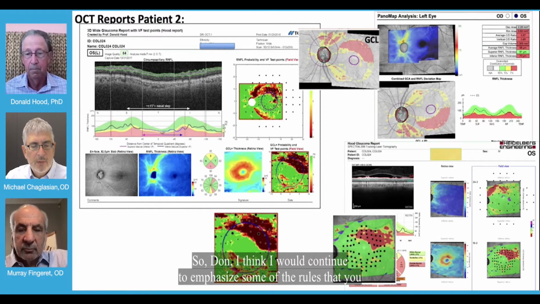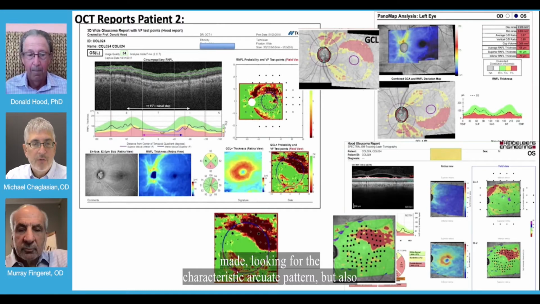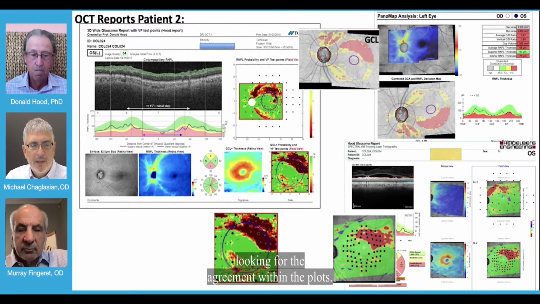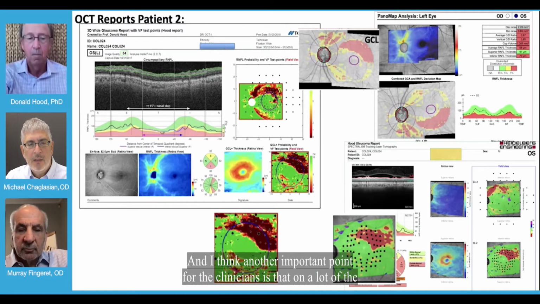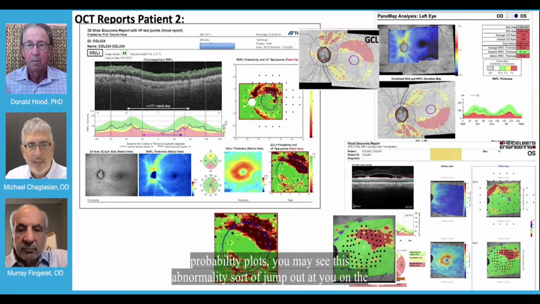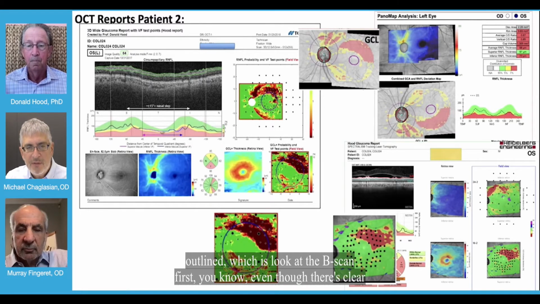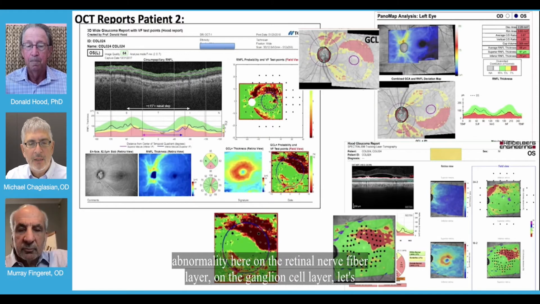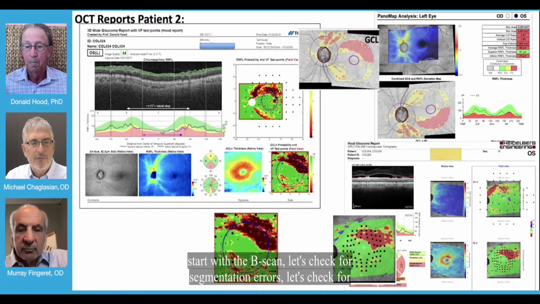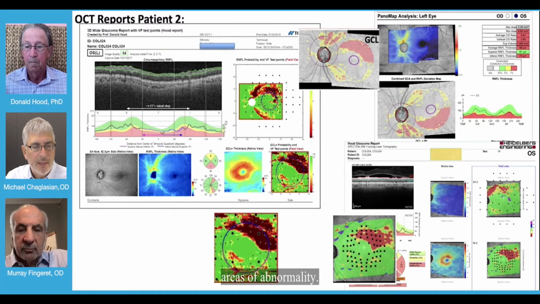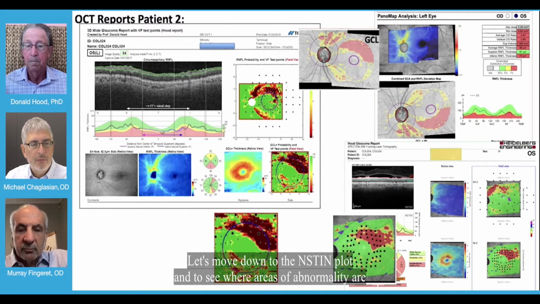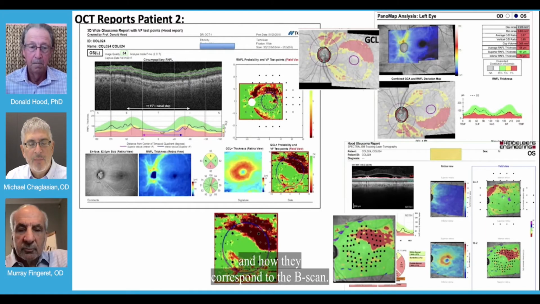So Don, I would continue to emphasize some of the rules that you made, looking for the characteristic arcuate pattern, but also looking for the agreement within the plots. And I think another important point for the clinicians is that on a lot of the probability plots, you may see this abnormality sort of jump out at you on the page. But I would encourage them to start in a stepwise, methodical process, as you outlined, which is look at the B scan first. Even though there's clear abnormality here on the retinal nerve fiber layer, on the ganglion cell layer, let's start with the B scan. Let's check for segmentation errors. Let's check for areas of abnormality. Let's move down to the en face plot to see where areas of abnormality are and how they correspond to the B scan.